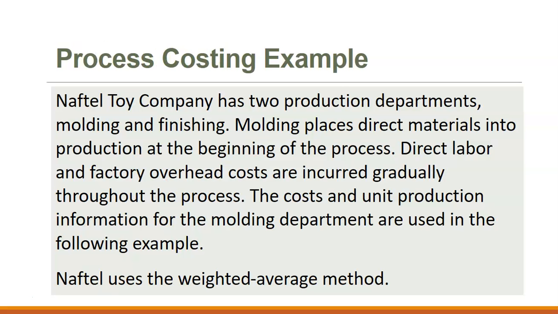We're going to look at this process costing example. We have a toy company with two production departments, molding and finishing. Molding places direct materials into production at the beginning of the process, and direct labor and factory overhead costs are incurred gradually throughout the process. The costs and unit production information for the molding department are used in the following example. This company uses the weighted average method.